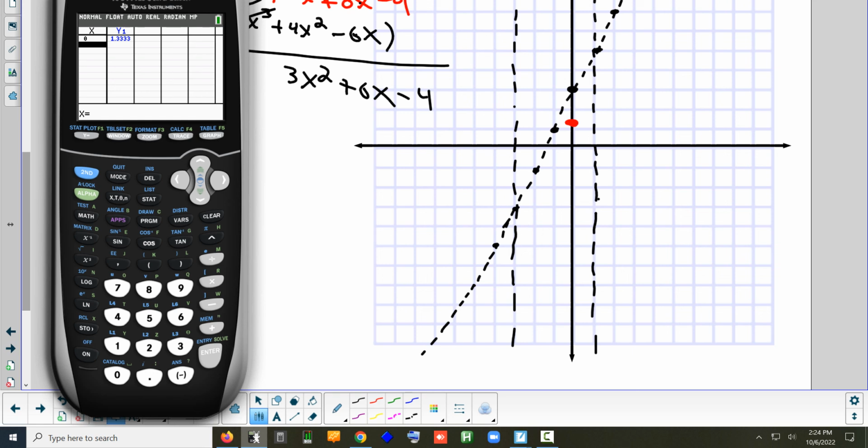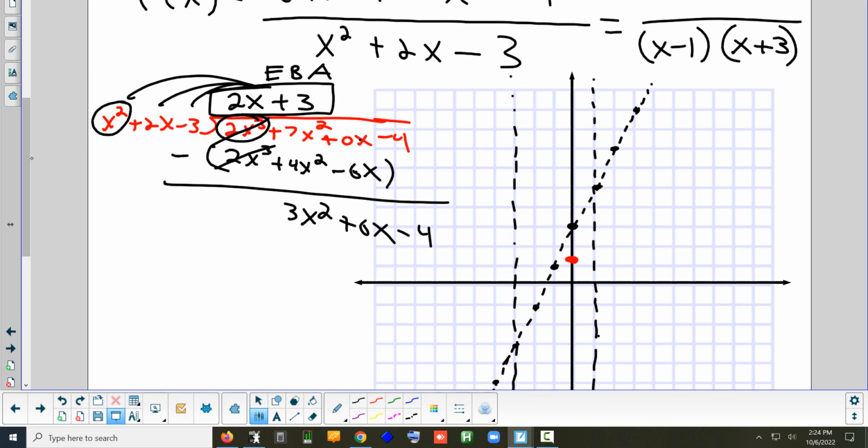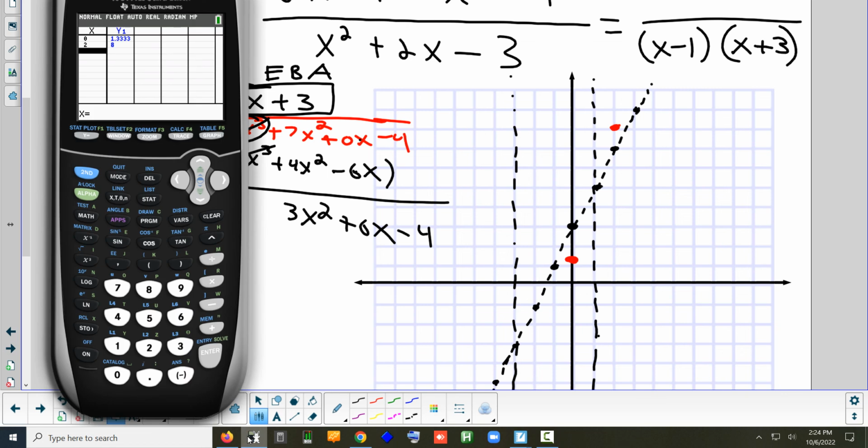Yep, 2. All right, let's try 2. (2, 8). Okay, so when I go right 2, I'm up at 1, 2, 3, 4, 5, 6, 7, 8. I'm up there. Okay, what would be another good one?